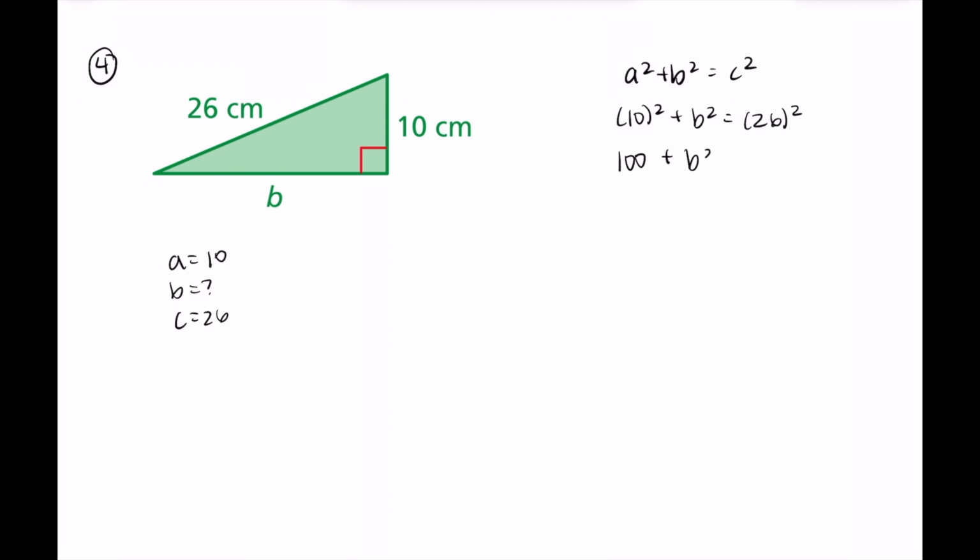We know 10 squared is 100. For 26 squared, we just did that. We know that 26 squared is 676. So if I subtract on both sides, I get that b squared equals 576. And if I take the square root on both sides, I get that b equals 24. So that would be our answer for our final practice problem.